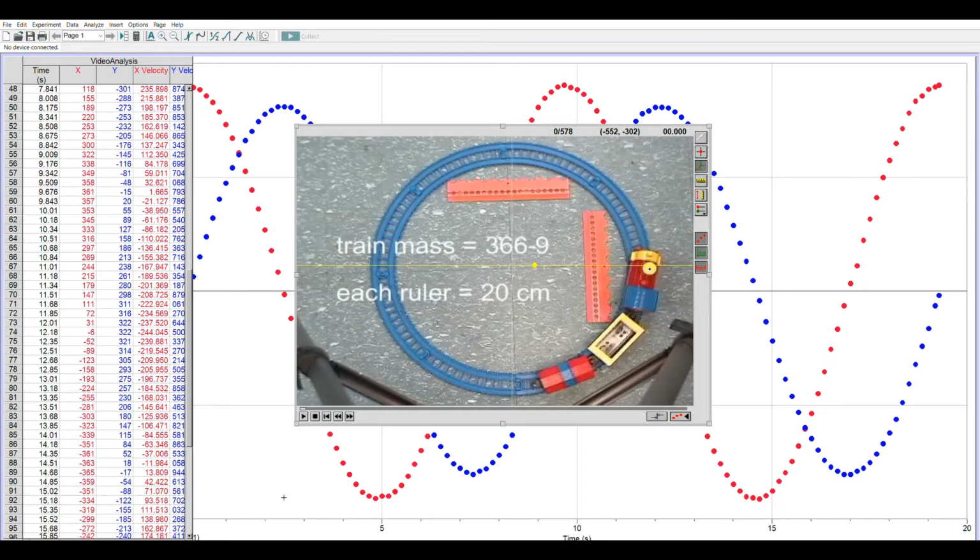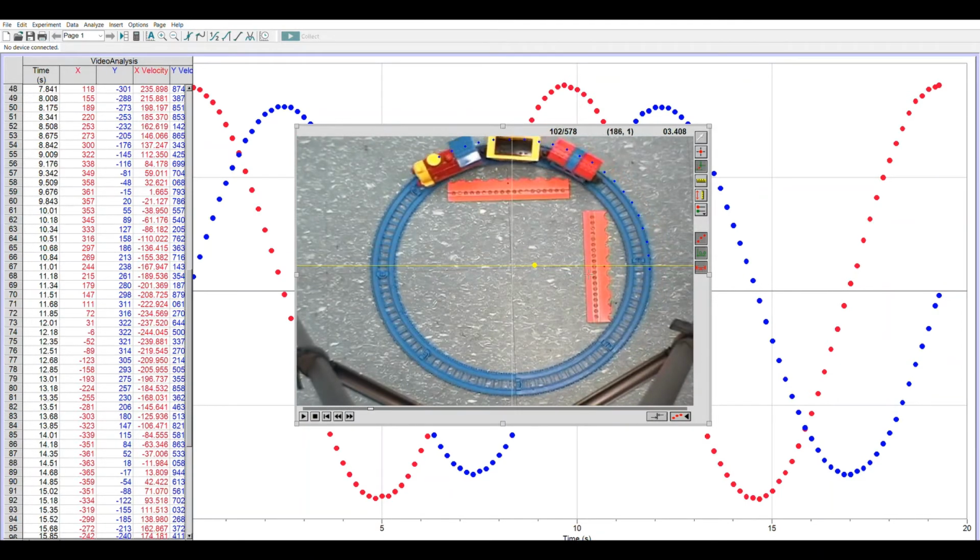In this video, I'll demonstrate how to correct for the differences in horizontal and vertical scaling in our videos. This movie clip of a toy train running two laps around the track has two different orange rulers sitting on the floor. The horizontal one is 20 centimeters long, and the vertical one is 20 centimeters long.